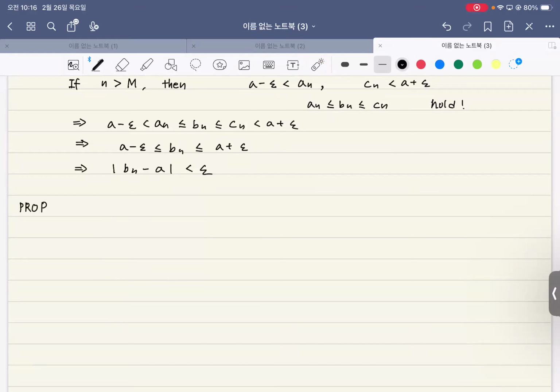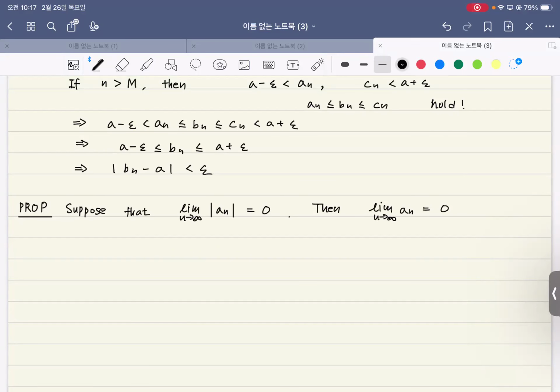Before I end this section, I will introduce a very silly theorem. Suppose that I have a sequence AN, but say that the absolute value of AN is converging to 0. Then the original sequence AN is also converging to 0.